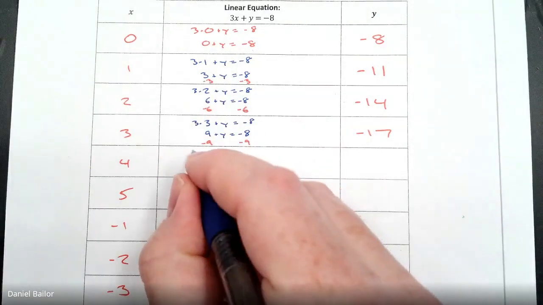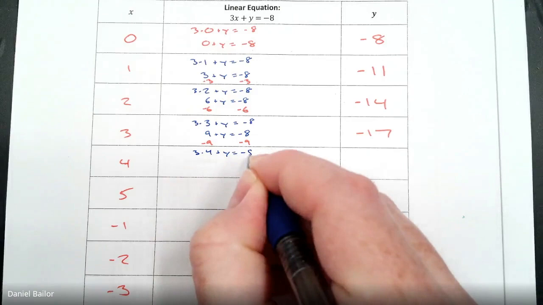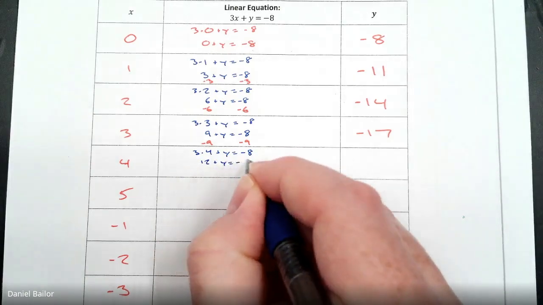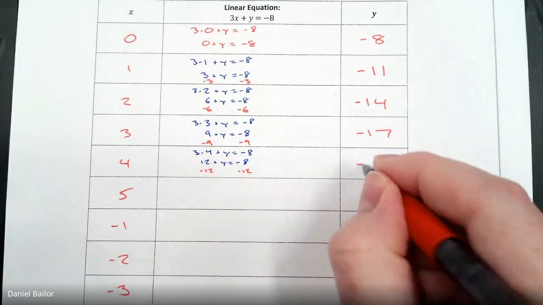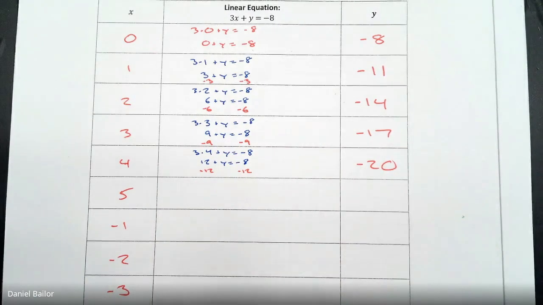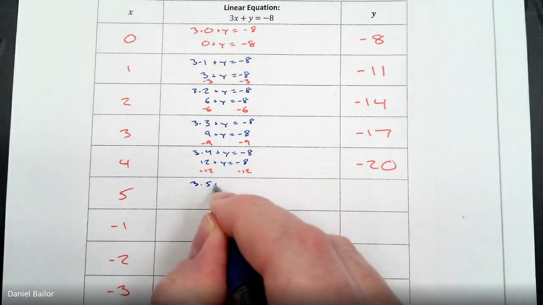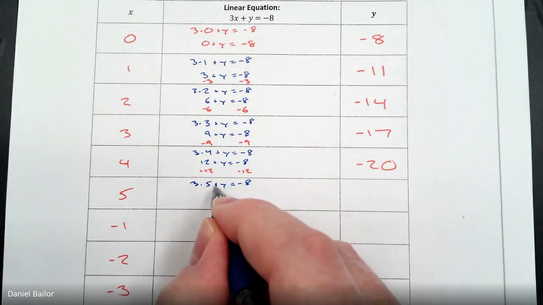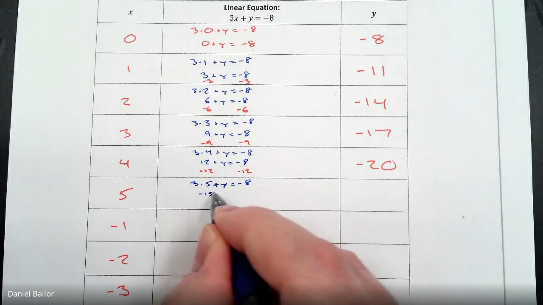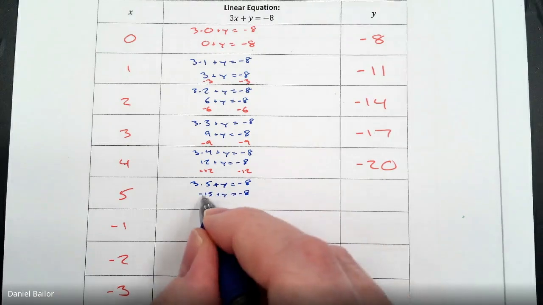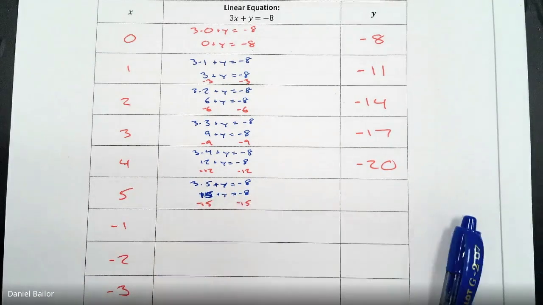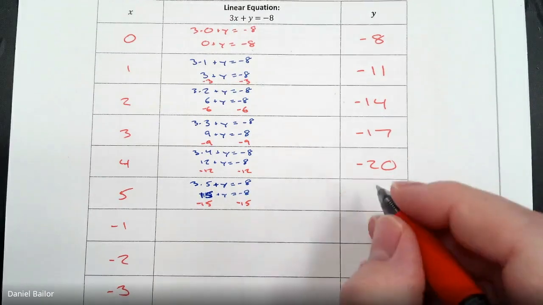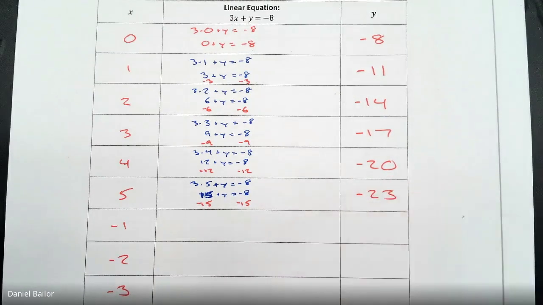Next x, we do 3 times 4 plus y equals -8. That's 12 plus y equals -8. Subtraction property of equality, y is going to be -20. Or when x is 5, 3 times 5 plus y, we get 15 plus y equals -8. Subtraction property of equality tells us that this time y is -23.